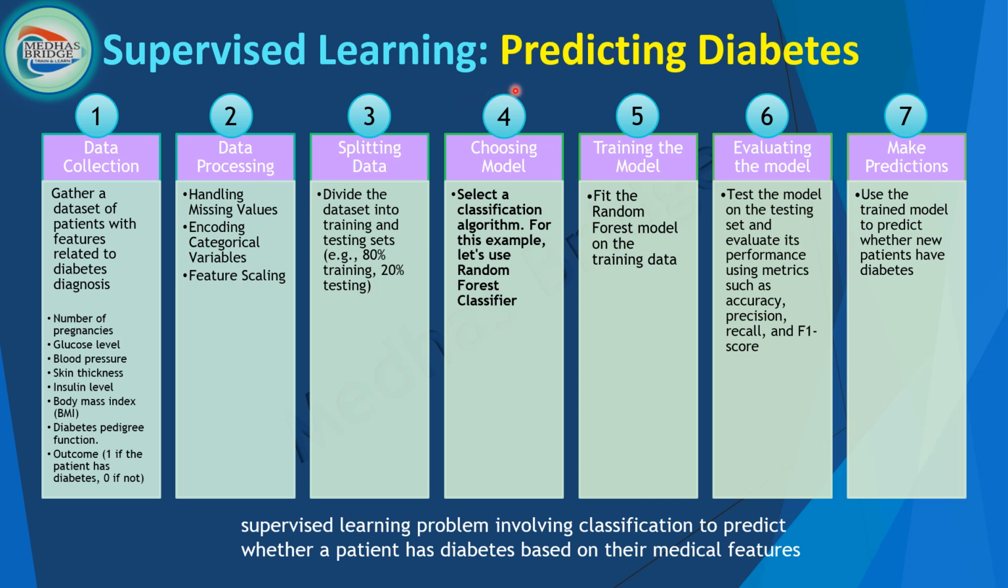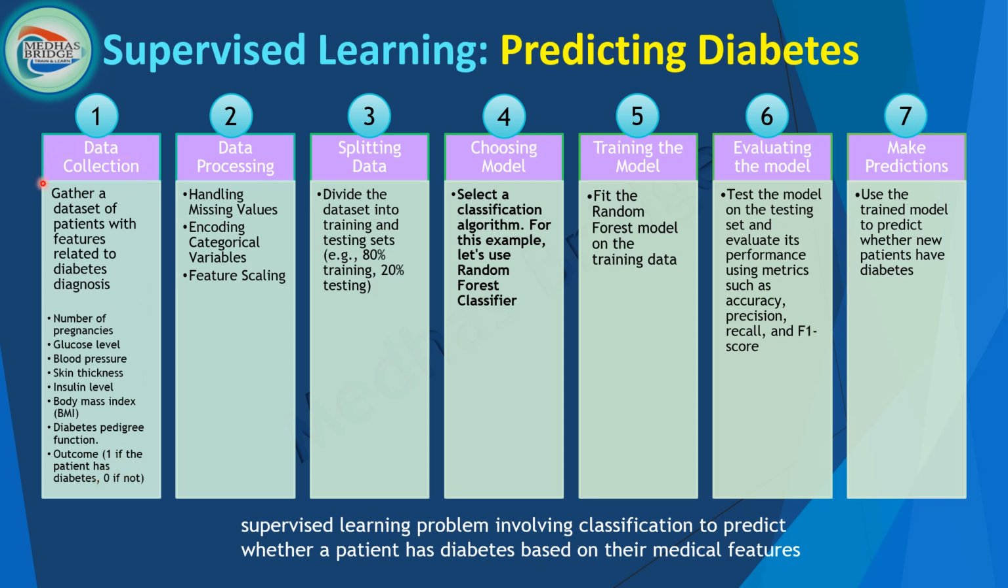Here we are trying to predict whether the patient has diabetes or not. So you should collect the data with problem relevance. What that means is you have to gather the data set of patients with the features related to diabetes diagnosis, something like number of pregnancies, glucose level, blood pressure, skin thickness, insulin level, BMI, body mass index, diabetes pedigree function, and an outcome like 1 and 0. 1 if the patient has diabetes, 0 if not.